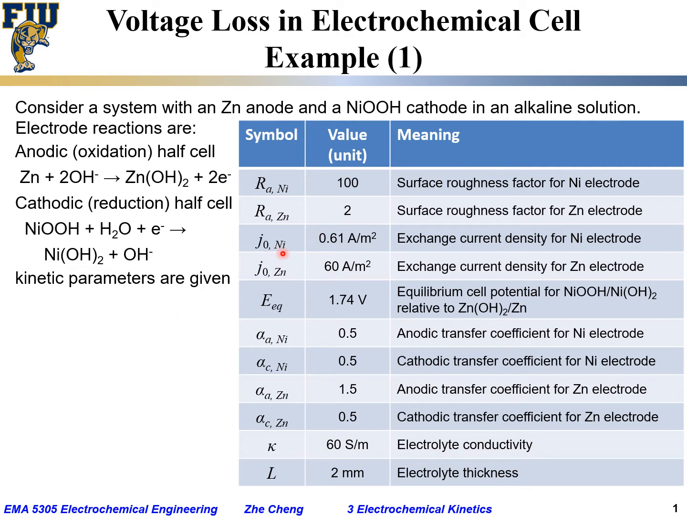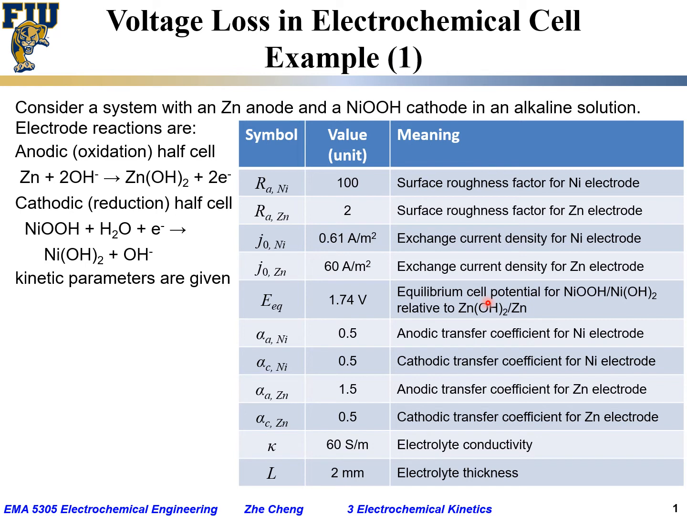Okay, J0 Ni means exchange current density for the nickel cathode, and it is 0.61 amp per square meter. And the J0 zinc, the exchange current density for the anode or zinc electrode, is 60 amp per square meter. Of course, these are per projected area. Okay, so to get the actual current density, you have to multiply this roughness factor by this exchange current density number to get the effective exchange current density.